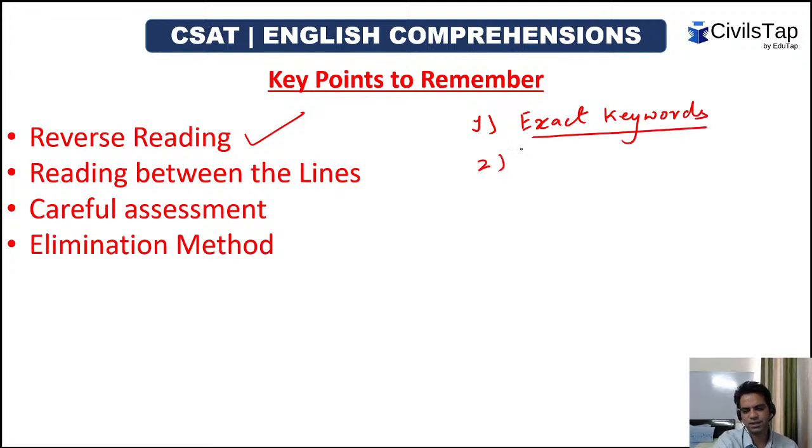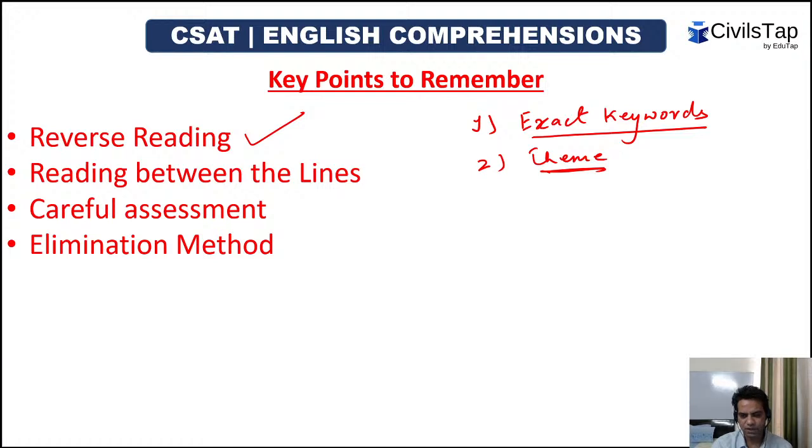And second, you get the central theme. You understand the theme of the passage after reading the questions. So guys, always read the questions before the passage. Why do I say that? Because you will have exact keywords to look for in your passage, and then you will understand the theme of the passage as well.